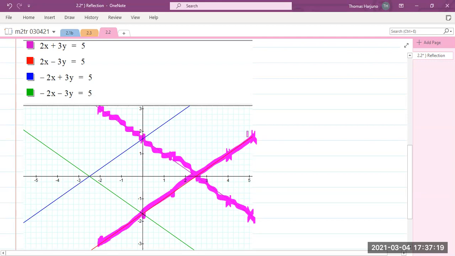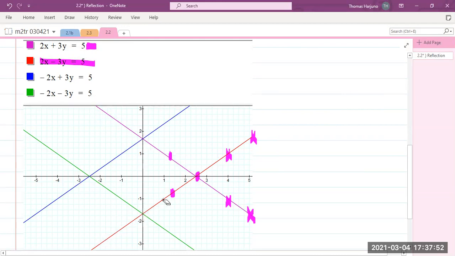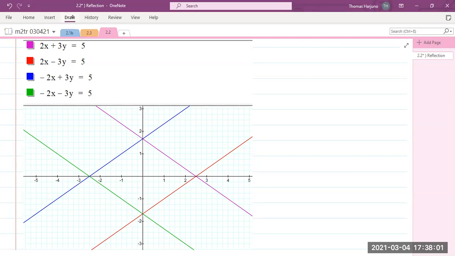But what is the equation? Can you find the equation without graphing them? That's actually the more fundamental question. Can you find the new equation if you reflect this equation with respect to the x-axis? And using that technique, change the y becomes negative y, done. And we confirm that by graphing here, that the purple line becomes the red line. You can see the coloring here.